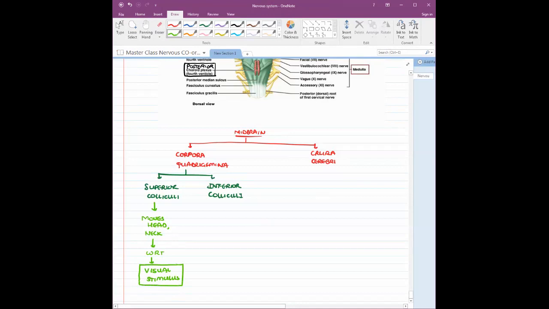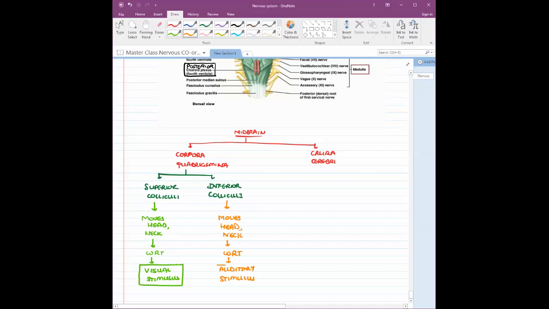But now when we talk about this inferior colliculi, guys, what is this going to control? This is going to move your head. This is the one which moves the head and the neck with respect to your audio stimulus, with respect to auditory stimulus. Now how is that going to be possible? Let's try to see.